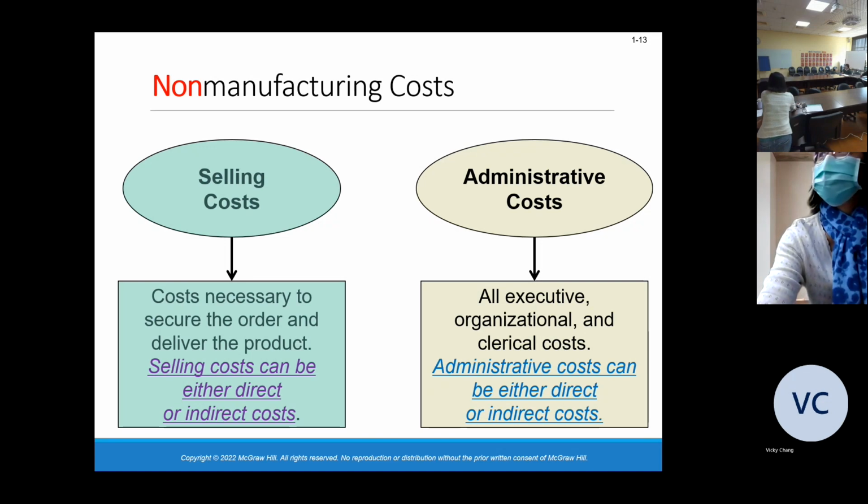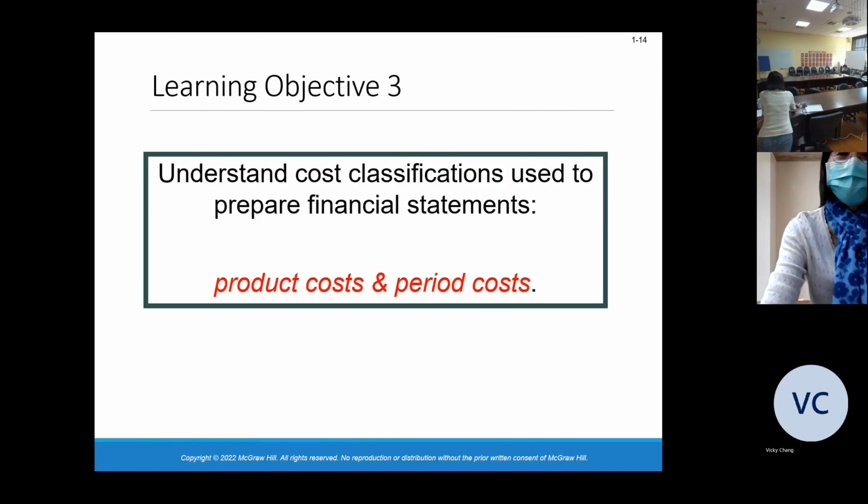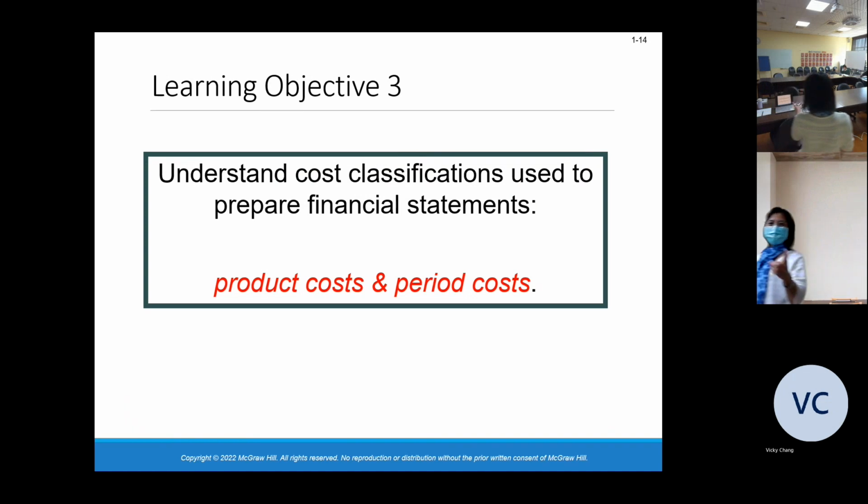Okay, next, then product cost and period cost. So we talk about direct material, direct labor, manufacturing overhead, selling costs, administrative costs. Can you classify them into either product cost or period cost?